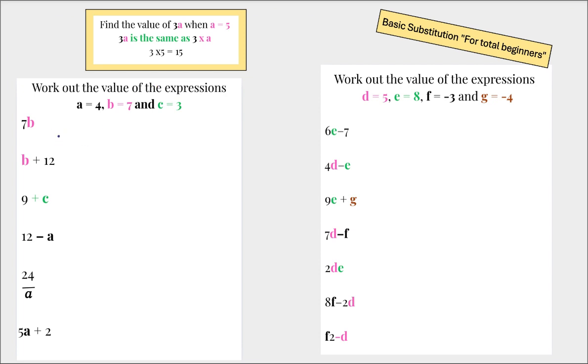So here's 3 options. We've got a equals 4, b equals 7, and c equals 3. Now, as we know, 7b, 7 stuck to that b, so it's a multiplication. So 7 times b. What's b? That's a 7. So 7 times 7 is equal to 49. Done. Next one, b plus 12. b is 7, plus 12 is 19. Done. So how easy it is.